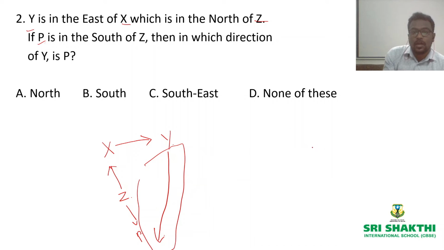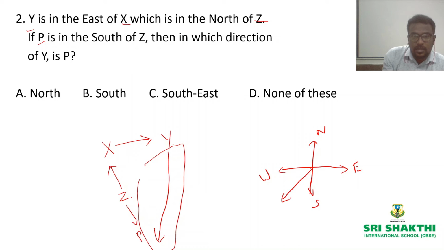If you draw the directions, you are well aware of them. I am repeating the same: north, south, west, and east. And this direction exactly matches with this, and this is nothing but the southwest direction. So, southwest direction. Let's see, southwest is located in which option?